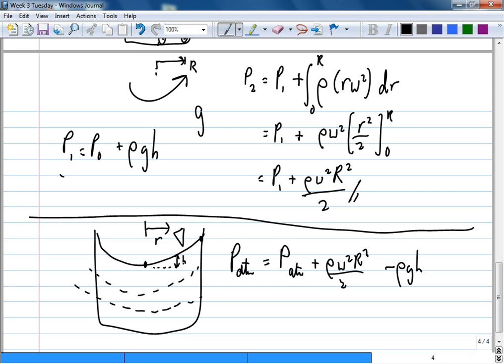So, I repeat again. I start here, P atm. I go out, so my pressure will be equal to P atm plus rho omega squared R squared on 2. Then I go up, and my pressure drops by rho g H. Is that alright so far? And the pressure here is P atm, that's why it's equal to P atm.